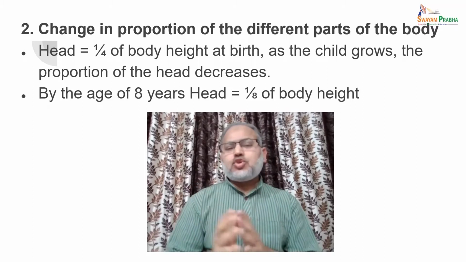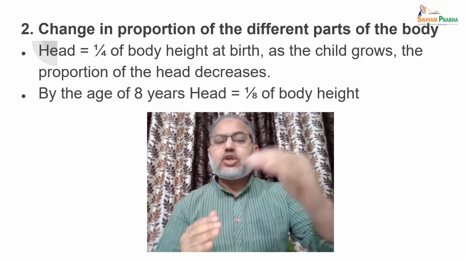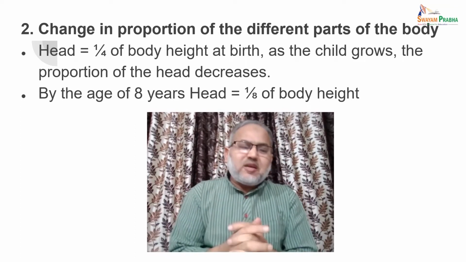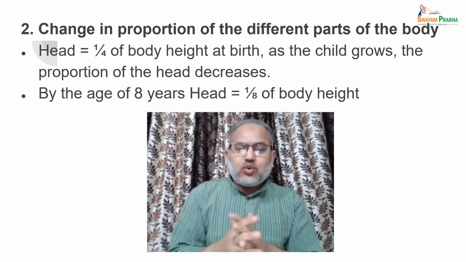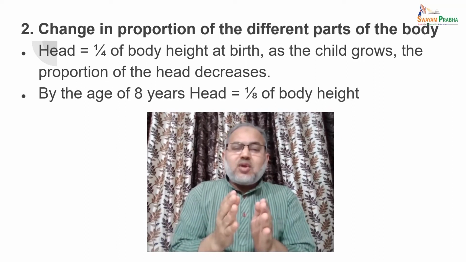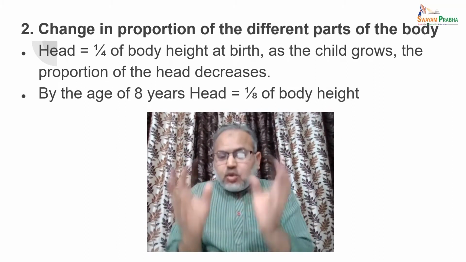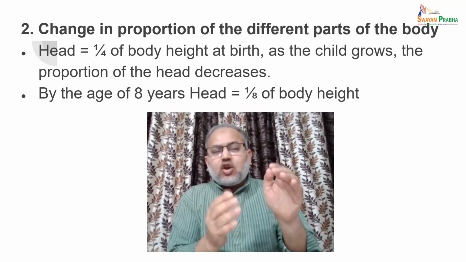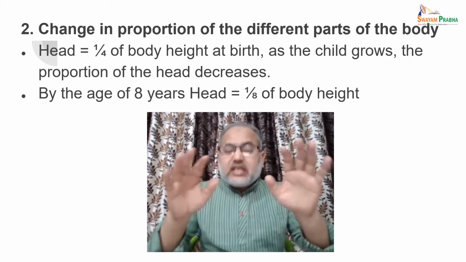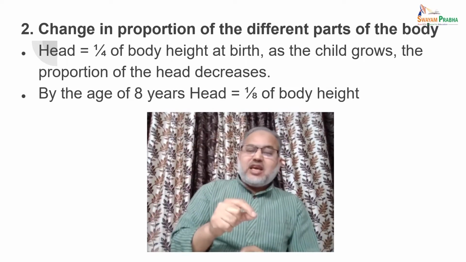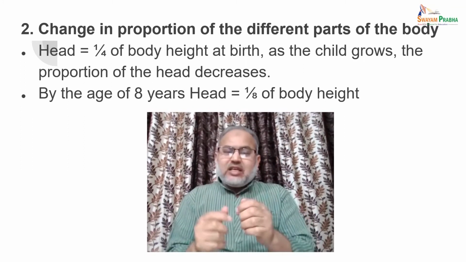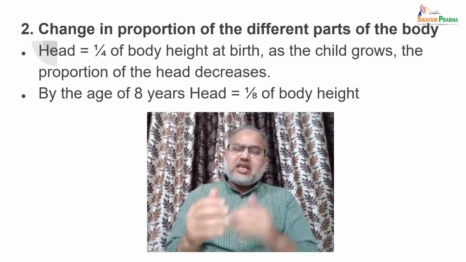Now see the change in proportion of the different parts of the body of a growing child. You may have observed, or you can observe from today if the chance is available to you, that a newborn baby's head is 1/4 of body height at birth. As the child grows, the proportion of the head decreases, and by the age of 8 years, the head is equal to 1/8 of body height. So you can see that the proportion of the head is decreasing day by day as the child is growing.